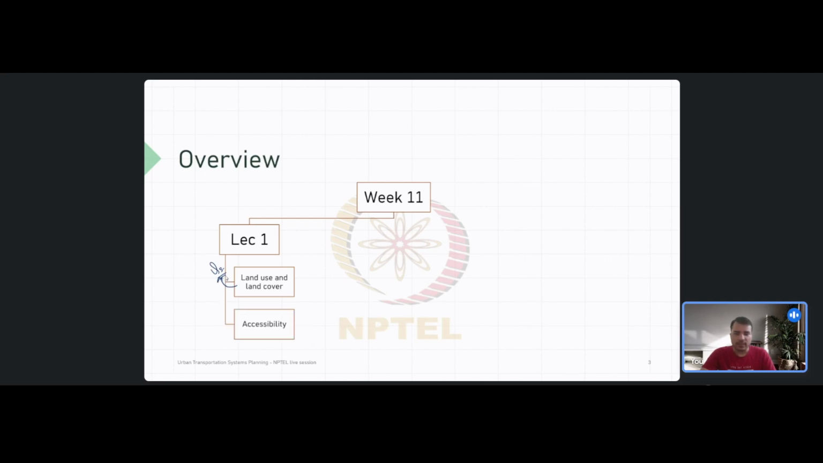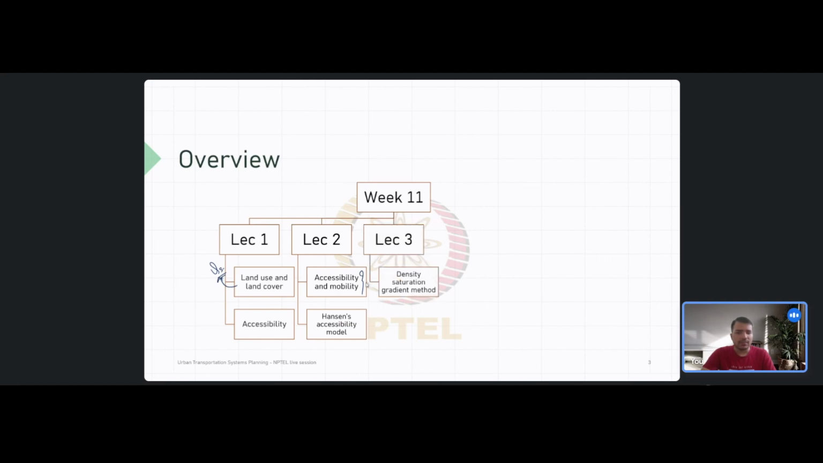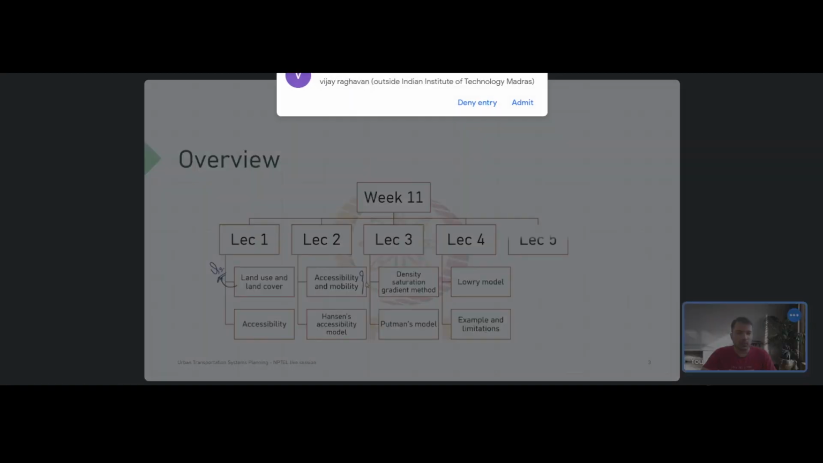Then the topic of accessibility was discussed, that is, how easy it is to reach a certain destination within the city. Lecture 2 was where accessibility was clubbed with mobility, and we analyze these two aspects together. Then different types of accessibility models were discussed, such as Hansen's accessibility model, density saturation gradient method, Putnam's model. And lecture 4 was about Lowry's model, and then some examples and limitations were discussed for the different models.